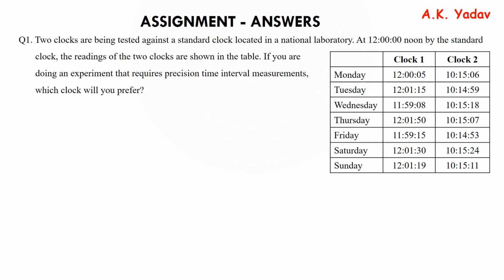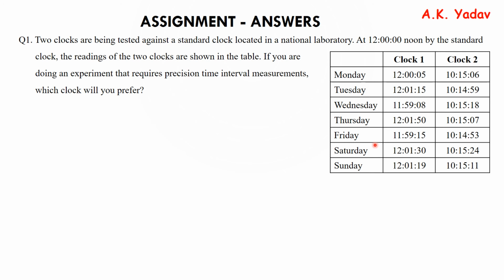So the first one, this clock question. Now you can see that these are the two clocks, clock 1 and clock 2, and the readings are taken for 7 days. The readings were taken at 12, and these are the readings we got. Now the question is, if you are doing an experiment that requires precise time interval measurement, which will you prefer?